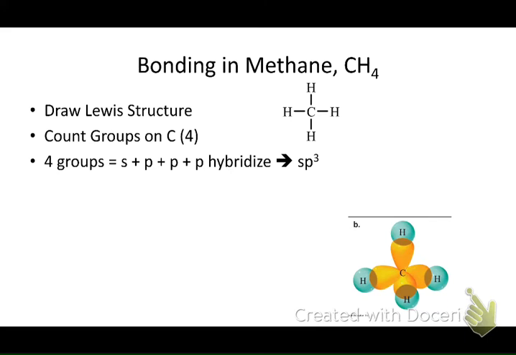Okay, so that's the 4 groups, right? That's the tetrahedron that you get when you do the hybridization. Now, hybridization is based on number of groups. The number of orbitals that hybridize is based on the number of groups.